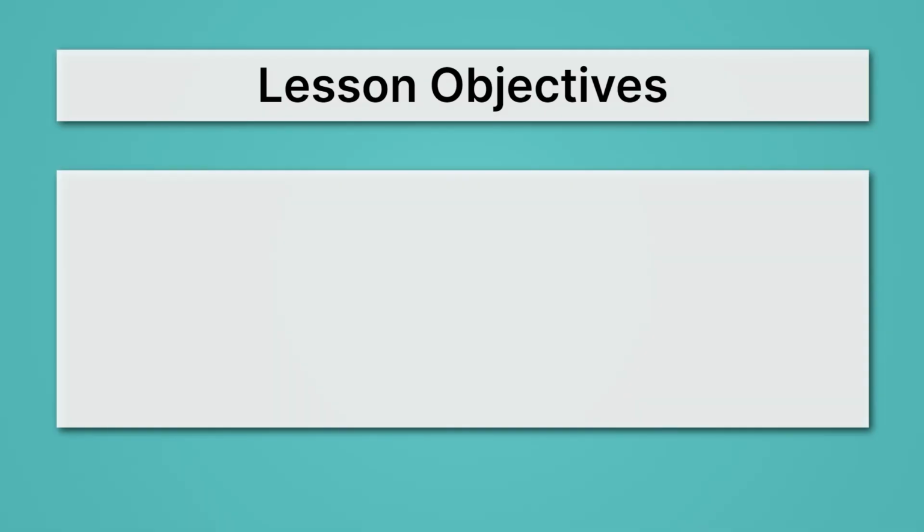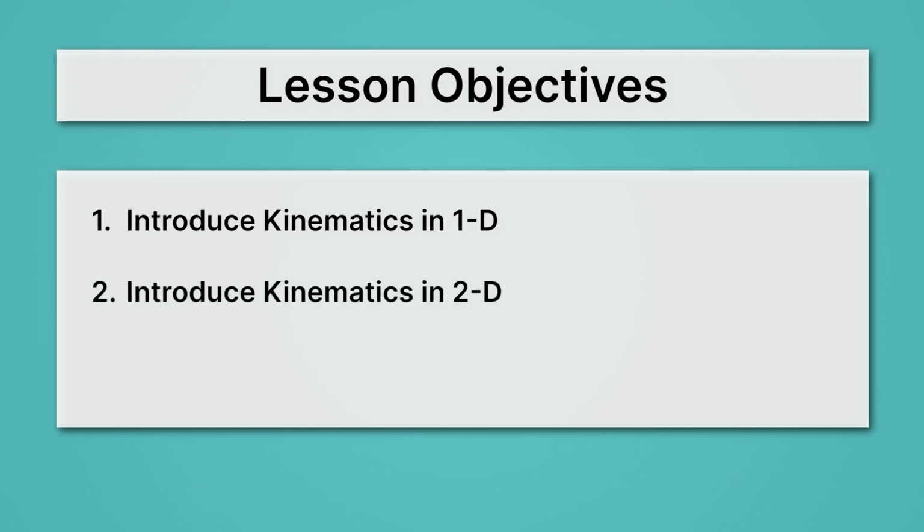Let's begin by reviewing our lesson objectives for this introduction to Unit 3. We'll start by introducing kinematics in one dimension. Then we'll move on to slightly more complicated and much more relevant problems where we study kinematics in two dimensions. Kinematics actually ignores friction, so at the end of the unit we'll turn to friction and introduce it.